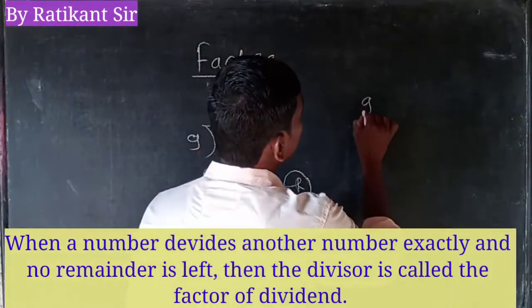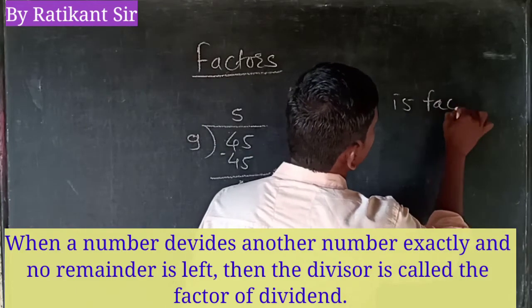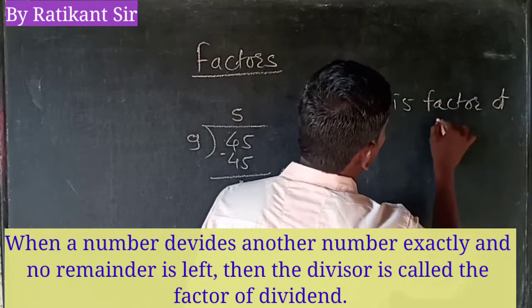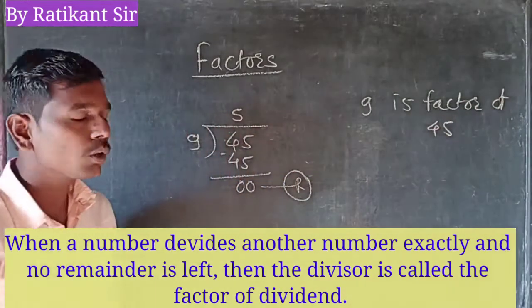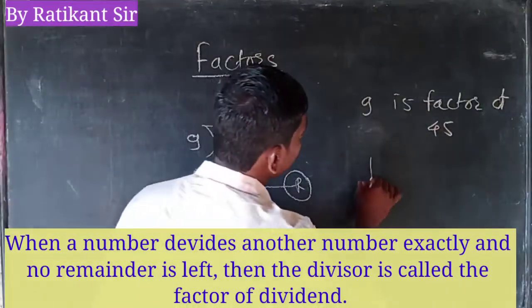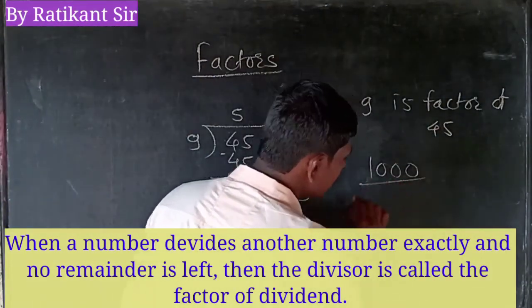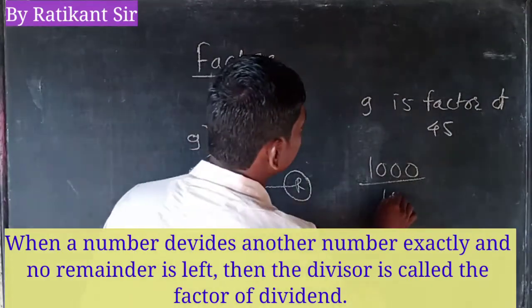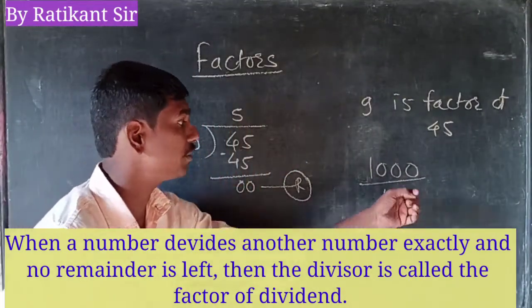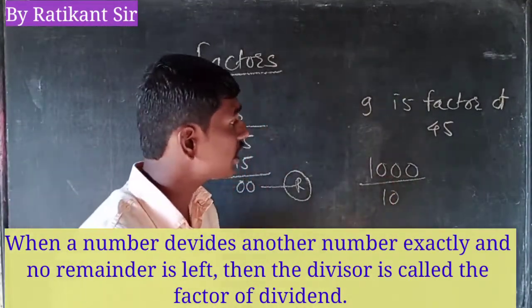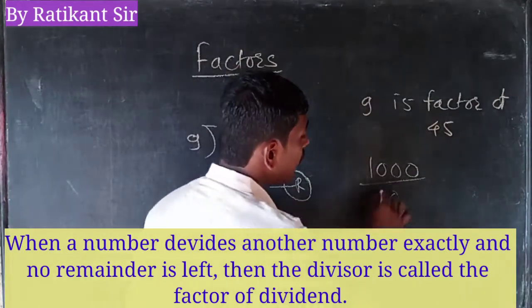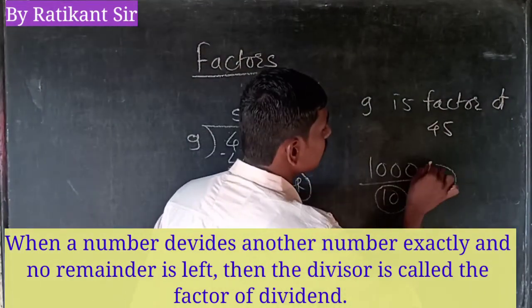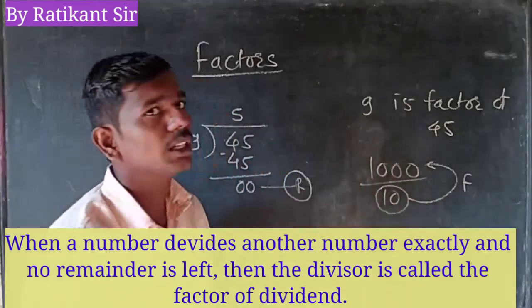It means that 9 is a factor of 45. Suppose I am writing here again 1000. Is it divisible by 10? Yes, definitely it is divisible by 10. We know the divisibility test of 10. So this number is divisible by 10. It means that 10 is a factor of 1000.